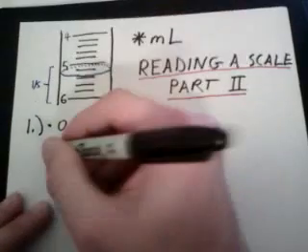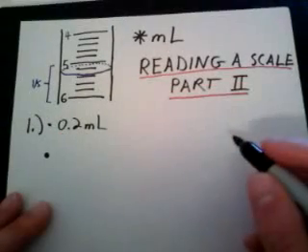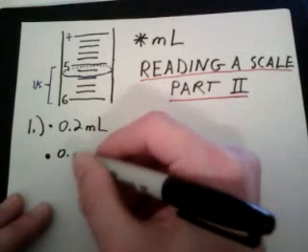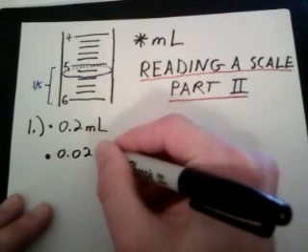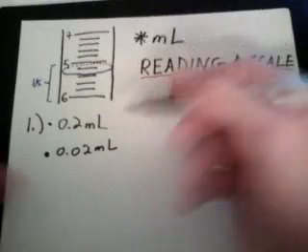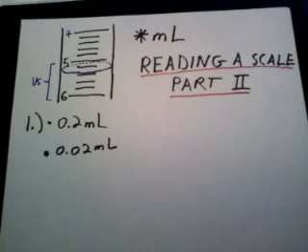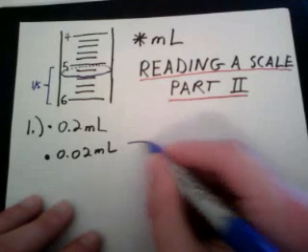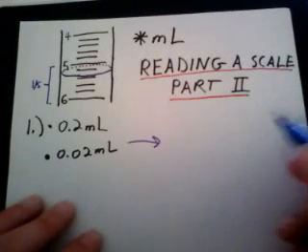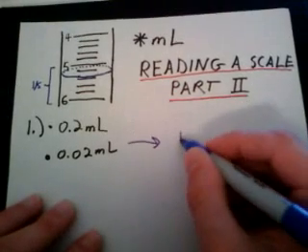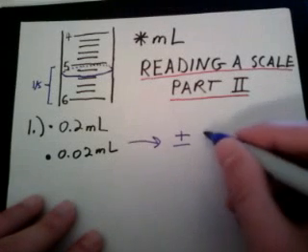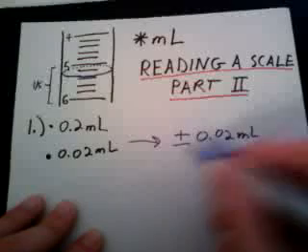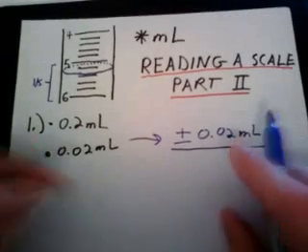Now we need to divide that by 10. Pretty easy. Just move the decimal point one place to the left, and that becomes 0.02 milliliters. Now we're almost done with the uncertainty part. We just have to express this as plus or minus. So it's going to be plus or minus 0.02 milliliters. And that is our uncertainty.